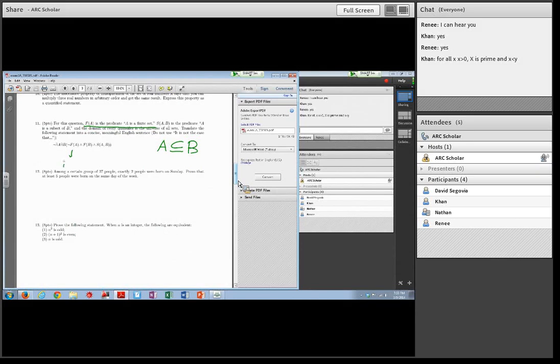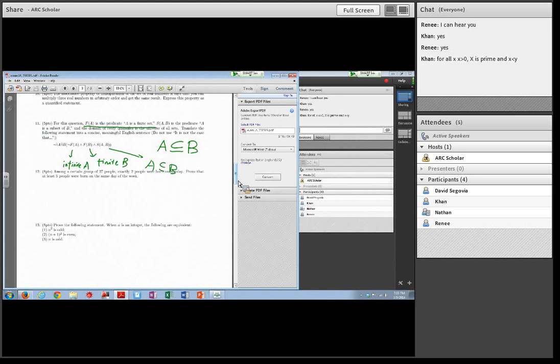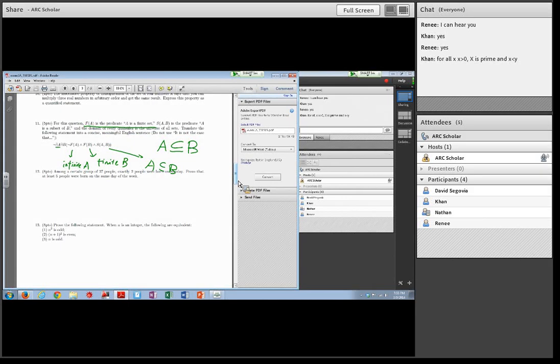This is infinite A. This is finite B. This means A is a subset of B. Well, not this: not exists A and B. So for every A and B, there's not an infinite set A which is a subset of a finite set B. To make it more precisely organized.